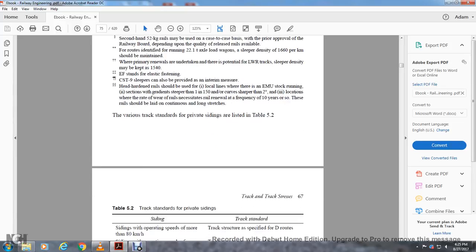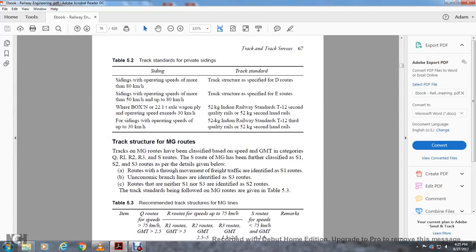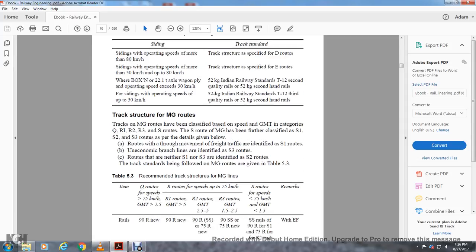Various track standards are given in table 5.2. Track structures, meter gauge: the track structure for meter gauge has been classified and specified in gross million tons in categories Q, R, R2, R3, and S routes. The S routes of the meter gauge have further been classified into S1, S2, and S3 as per details given below. Routes with through movement of freight traffic are identified as S1 routes. The uneconomical branch lines are identified as S3 routes. Routes that are neither S1 nor S3 are identified as S2 routes, and track standards are not followed. The meter gauge routes are given in table 3.